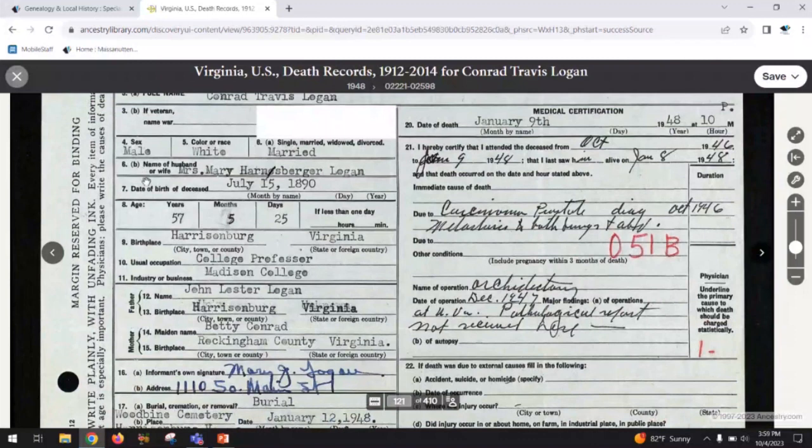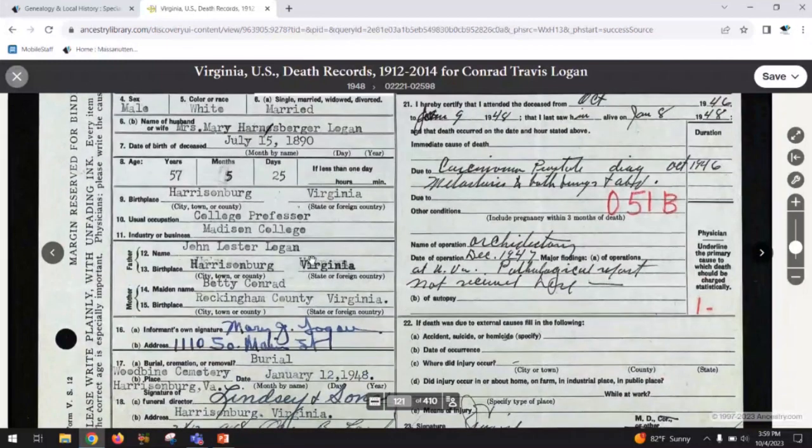Let's see. We can see that his wife's name is Mary Harnsberger Logan. So on her gravestone it says Jarman. So we've got to kind of figure out what her maiden name was there, unless he's been married to 2 different Marys. We can see that his father is John Lester Logan, which is confirming what we learned on the Find a Grave record. So that's good. And then his mother was Betty Conrad, born in Rockingham.